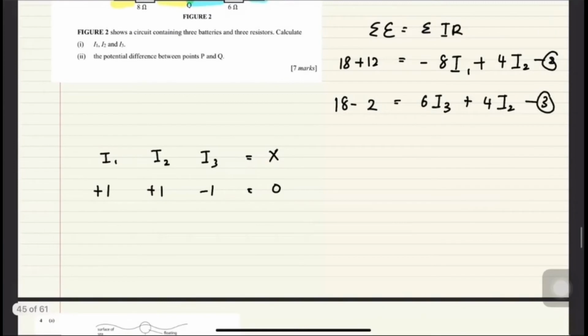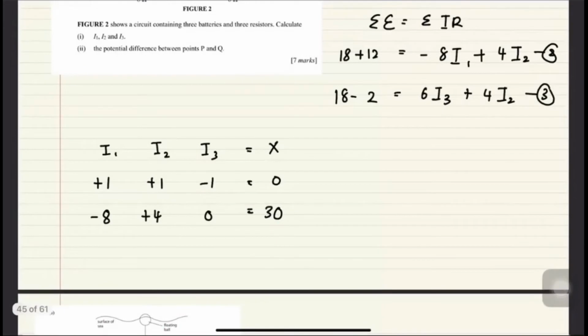Equation number 2, yang 18 tambah 12 tu adalah 30. So I1 is negative 8, I2 is positive 4, I3 is 0. Then the last one too will be 18 minus 2, which is 16. I1 is 0, I2 is 4, I3 is 6. Positive, positive. So now you just have to press the calculator.